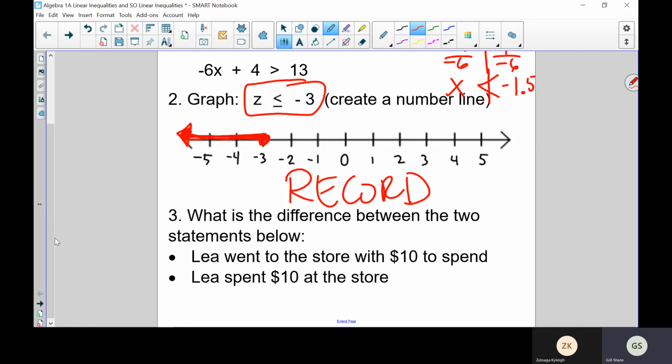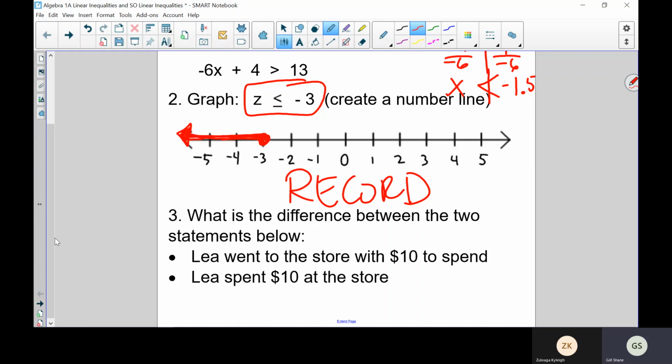One of them said that he's currently going to the store to spend, and the other one says he's already spent the $10. Well, I see that those are the words, but what does that mean? That's not the meaning, that's just the different words. Who can explain what those words mean?